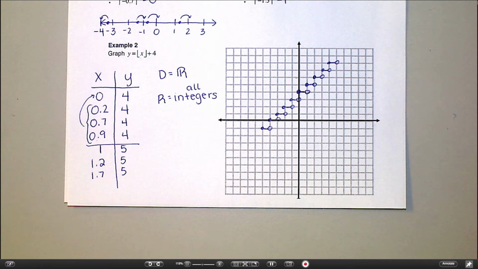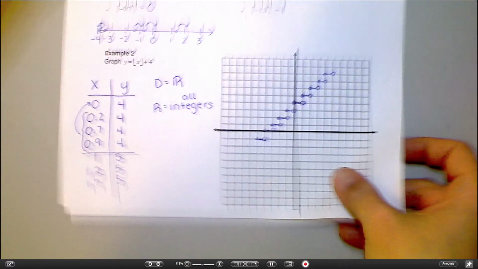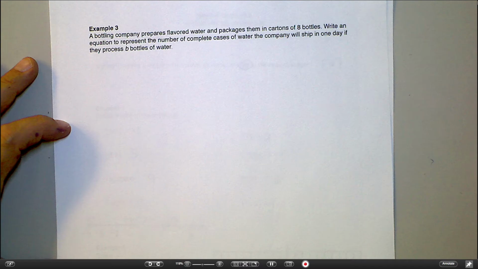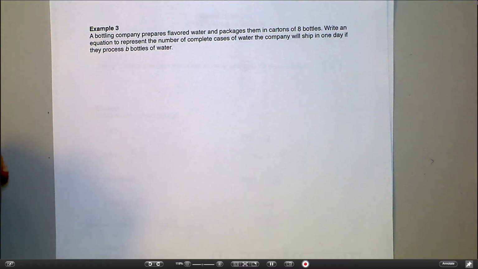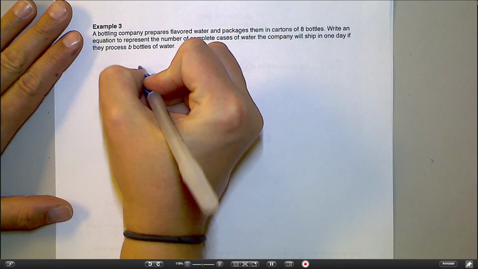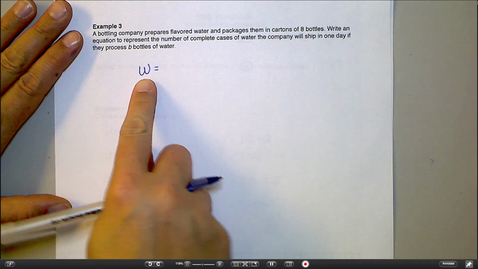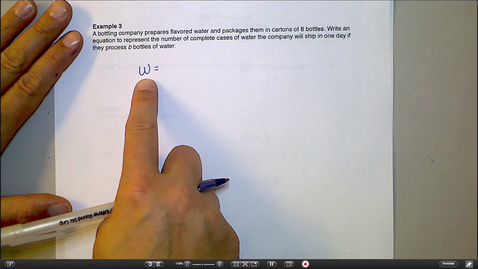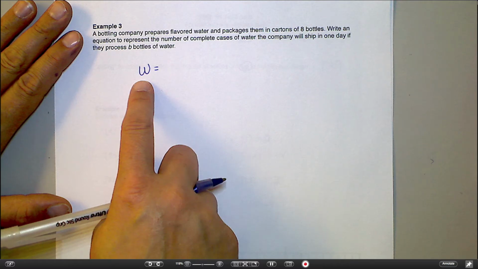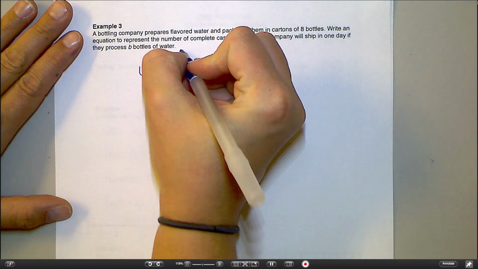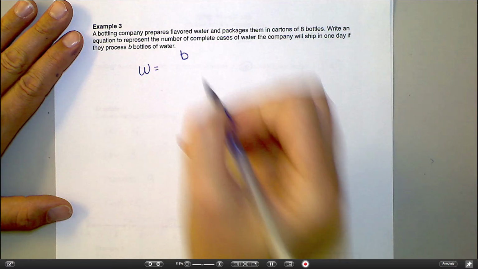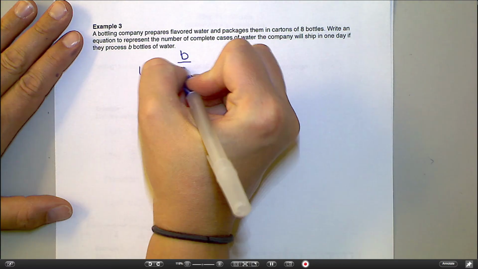Okay? I want to just quick get through one word problem here. A bottling company prepares bottled water and packages them in cartons of 8. Write an equation to represent the number of complete cases of water the company will ship if they have B bottles of water. So I'm going to say W represents how many complete cases I can make. Now what I would normally do here is I would take my B bottles, and to see how many groups of 8 I can make, I would divide that by 8.